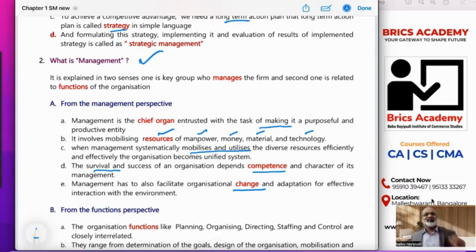So basically three things only are there. Management mobilizes resources, such as so and so. Management utilizes resources efficiently. Second point, management brings changes whatever is needed.